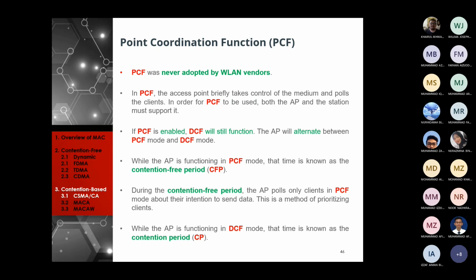In PCF, the access point briefly takes control of medium and polls the client. In order for PCF to be used, both the AP and the station must support it. The AP will alternate between PCF mode and DCF mode. While the AP is functioning in PCF mode, that time is known as the contention-free period ataupun CFP. During the contention-free period, the AP polls only clients in PCF mode about the intention to send data.